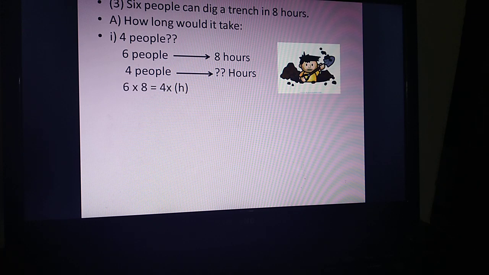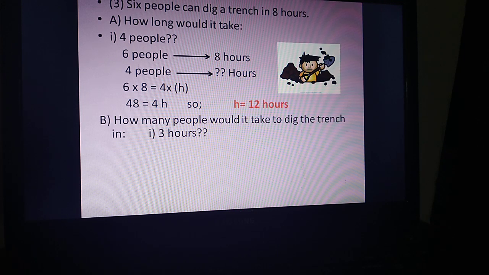Now 6 multiplied by 8 is equal to 4 multiplied by h, and this h is our variable. 6 by 8 is 48, so 48 equals 4h, and h is 12 hours. So, does it make sense? Of course it does, because having less workers means they need more time, 12 hours. Good.